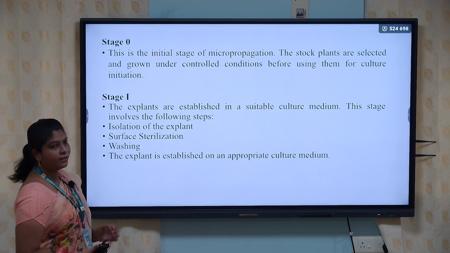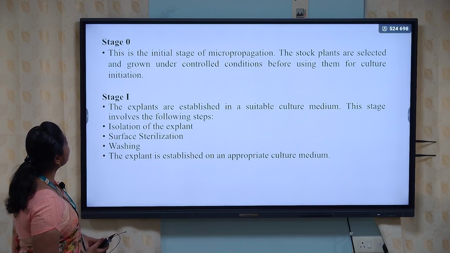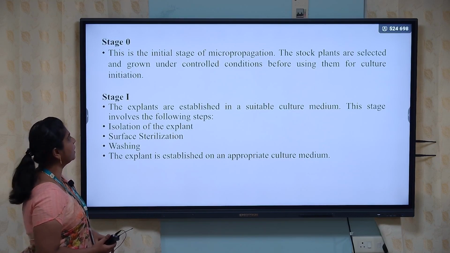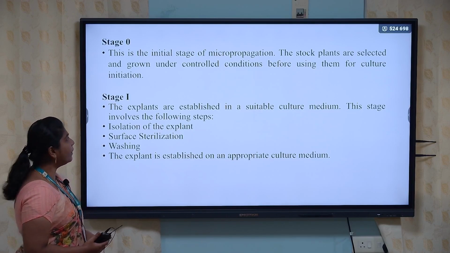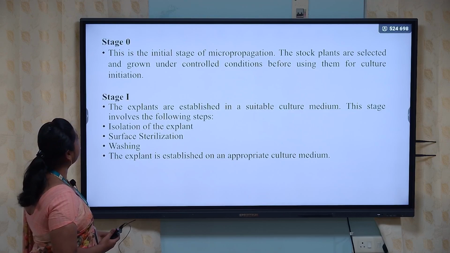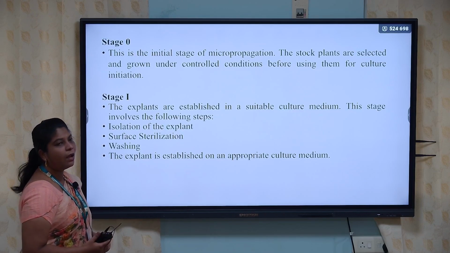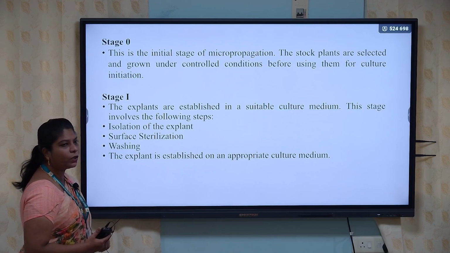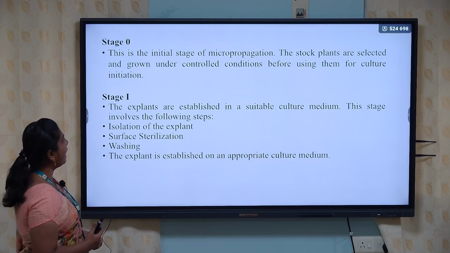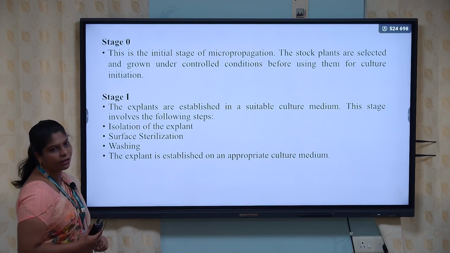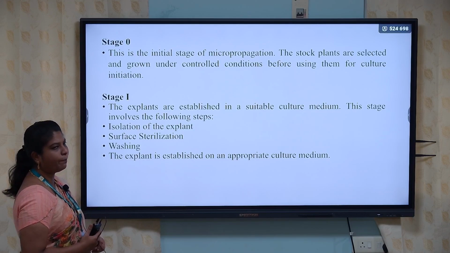Stage 0. This is the initial stage of micropropagation. The stock plants are selected and grown under controlled conditions before using them for culture initiation. We have to select a particular species of plant for micropropagation, and it has to be in controlled conditions before the culturing of plants.